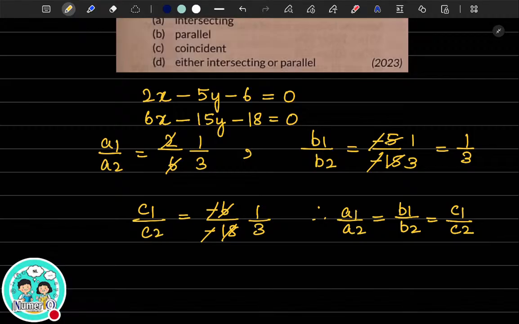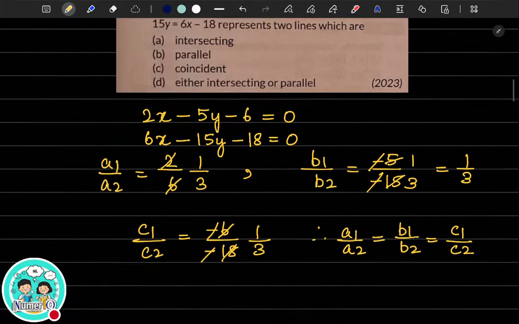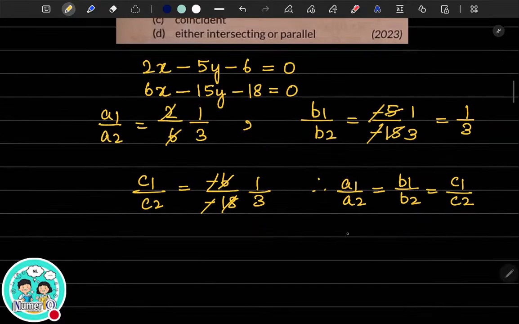Which scenario is this? Correct. Yes. So this is the second scenario, and here the lines will be coinciding each other. It will be coincident lines. How many solutions will it have? It will have infinitely many solutions.